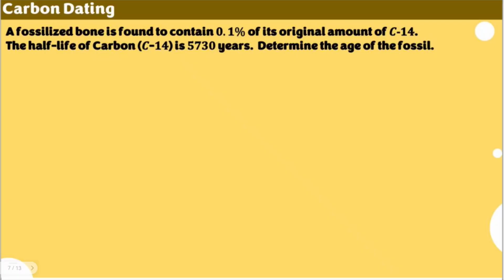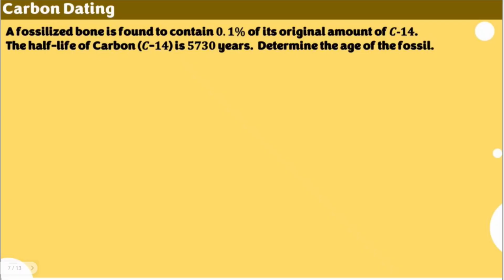A fossilized bone is found to contain 0.1% of its original amount of C14. The half-life of carbon, or C14, is 5,730 years. We are asked to determine the age of the fossil. That would mean we're going to determine a certain T, which would stand for the number of years, or the age of the fossil pertaining to the given situation.